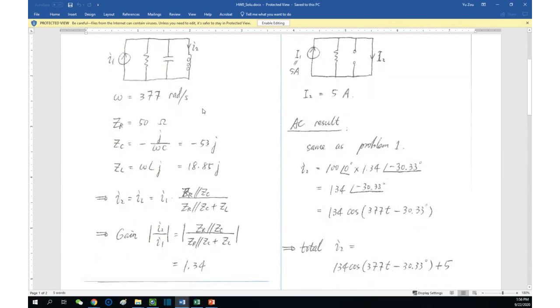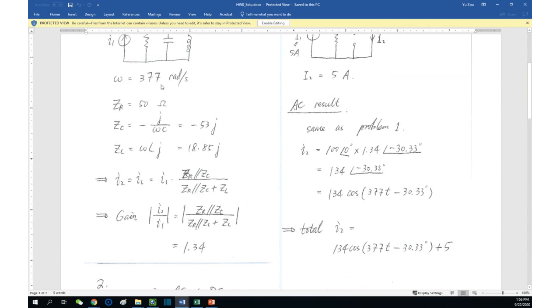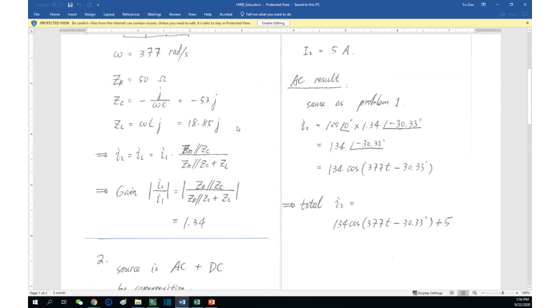I think up to here, everybody is fine, except for some impedances here. The impedance here must include the J, okay? J is part of the impedance for the capacitor and the inductor. You can't miss the J. J, as you know, is the imaginary number unit, and you can't miss it, okay? The impedances R, C, L are listed here. Frequency is 377.